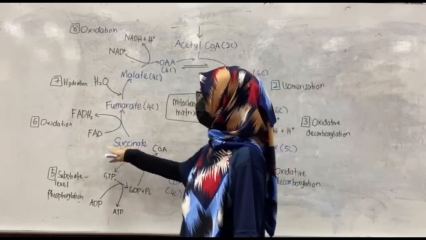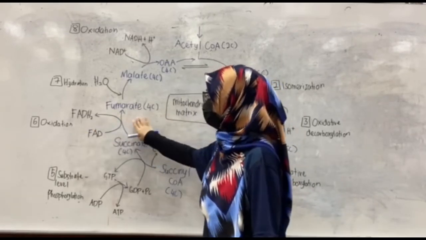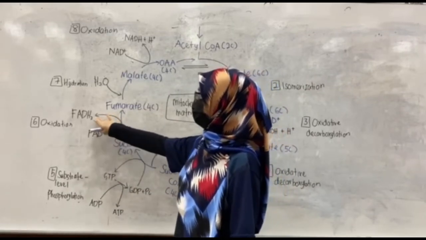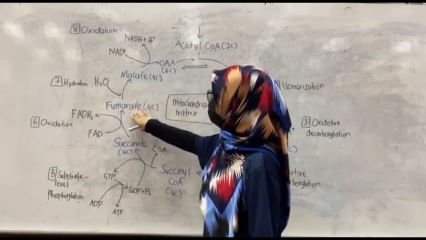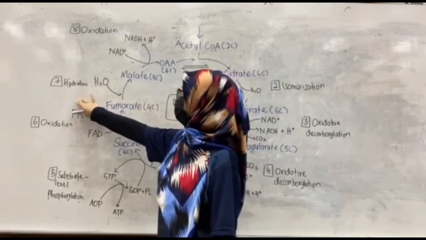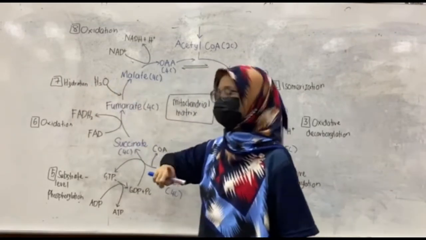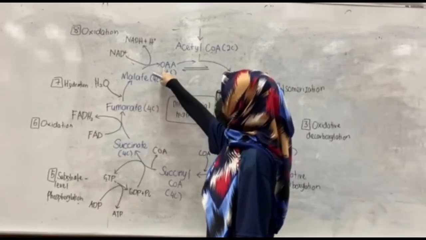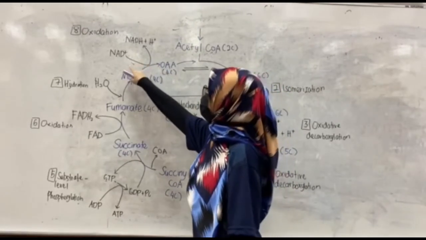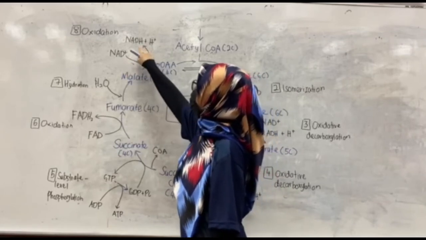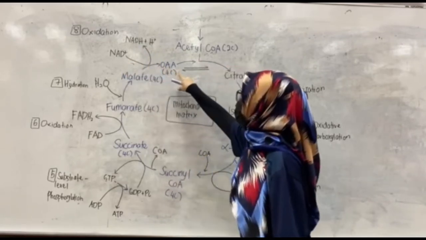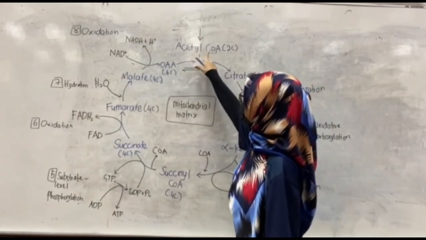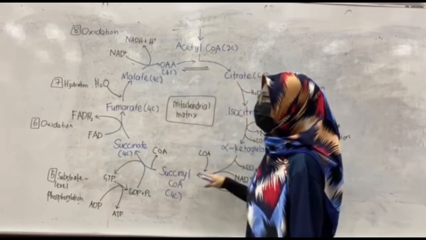Succinate will undergo oxidation to form fumarate. It removes 2 H atoms to reduce FAD to FADH2. And then fumarate will undergo hydration, which is adding 1 H2O to convert to malate. Malate is oxidized and it removes 2 H atoms to reduce NAD+ to NADH and H+. Oxaloacetate will regenerate and combine with another acetyl-CoA, and the cycle is continuous.